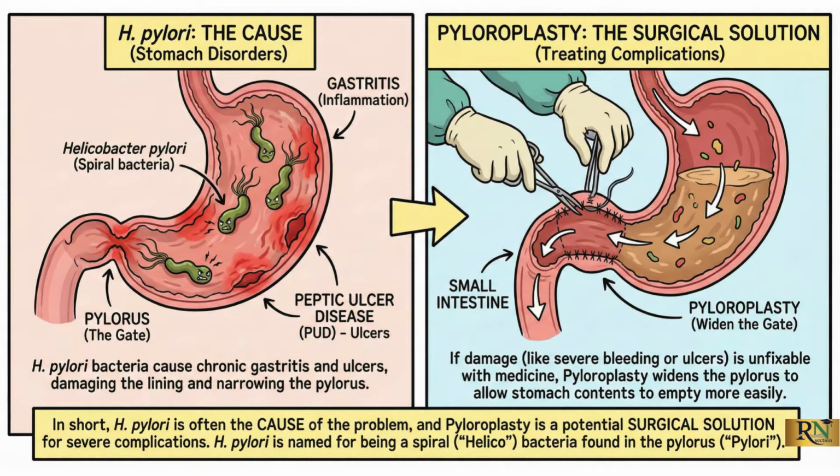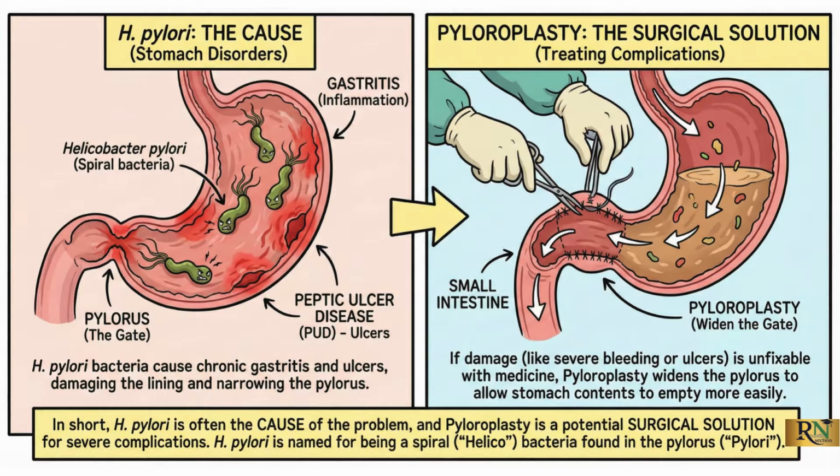Let's have a recap. What do pyloroplasty and Helicobacter pylori have in common? So both are related to stomach disorders and their treatments, specifically gastritis and peptic ulcer disease. Helicobacter pylori, the H. pylori, is a bacterium that is a major cause of both chronic gastritis and peptic ulcers. It causes inflammation and damage to the stomach lining.